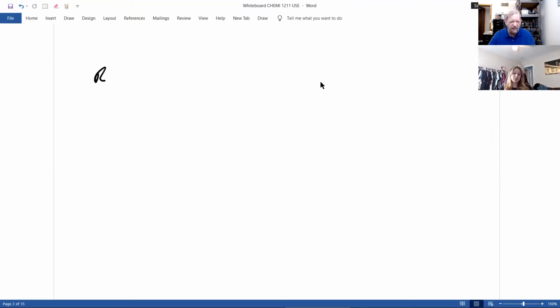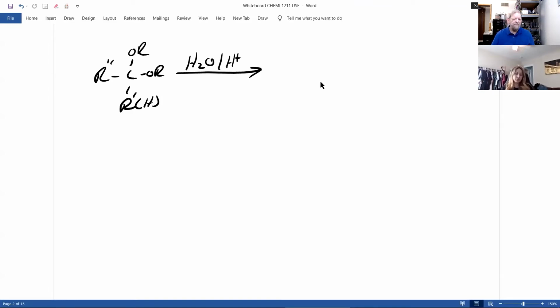Now, in test number 2, you learned the following reaction. If you take an acetal or ketal, react it with water and acid, you get back the aldehyde or ketone you started with. Keep your eye on the carbon with 2 oxygens, becomes this carbon, plus your alcohol. And if you wanted to balance it, you could put the 2 there.